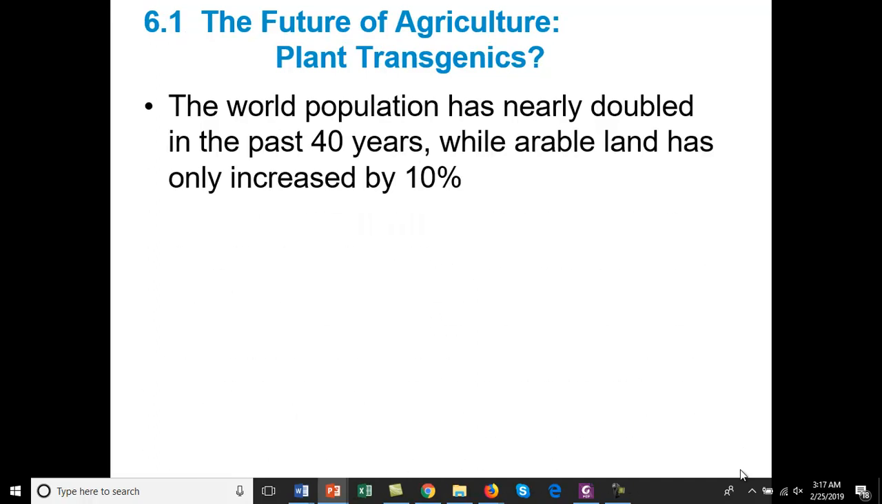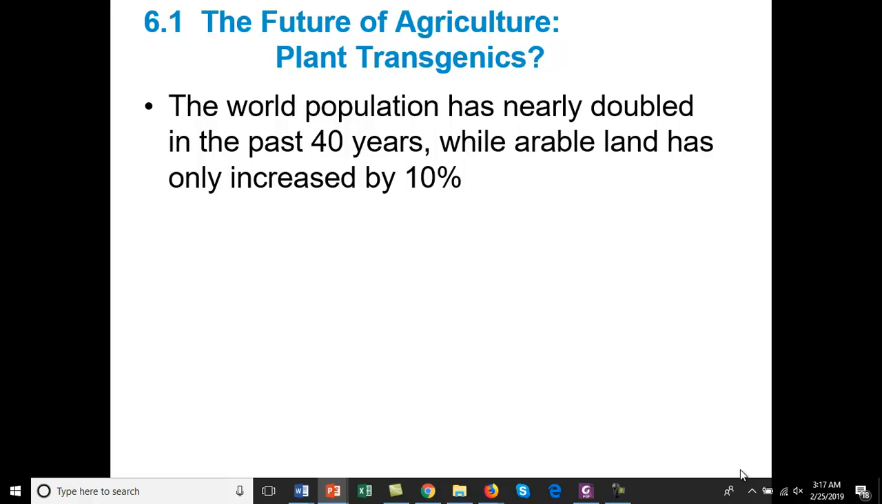Okay, so plant transgenics. And if we look at how the world population has grown, it has doubled in the past 40 years, but the amount of arable land has only increased by 10%. So we have to feed all these people. Now, in terms of population growth dynamics, it actually turns out the world population is now becoming stable at about 7.6 billion. And so some of these arguments may not last very long.